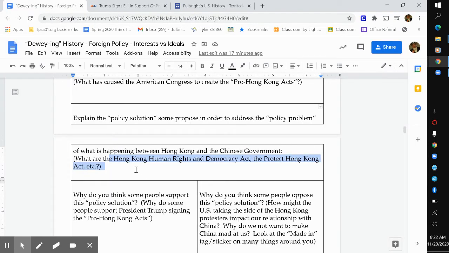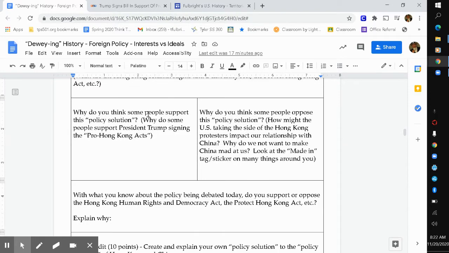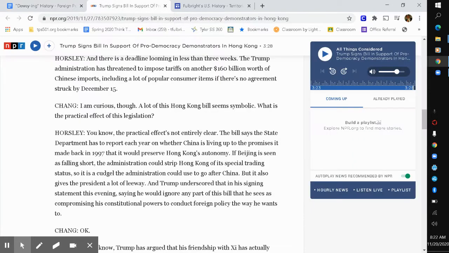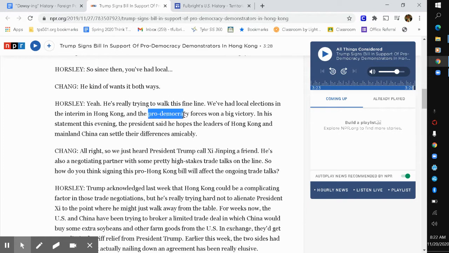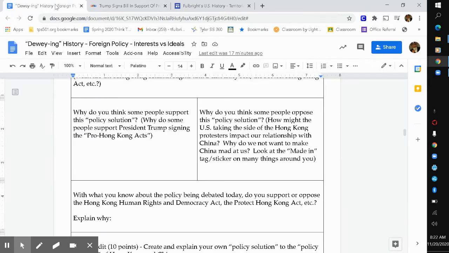So people support all of these different Hong Kong rights acts because it's going to try and stop the Chinese government from mistreating Hong Kong. Why do some people support this? How did the article refer to these protesters? As pro-democracy. What, again, is America supposed to stand up for? Do we like the idea of the Chinese government cracking down on people who are protesting for democracy?